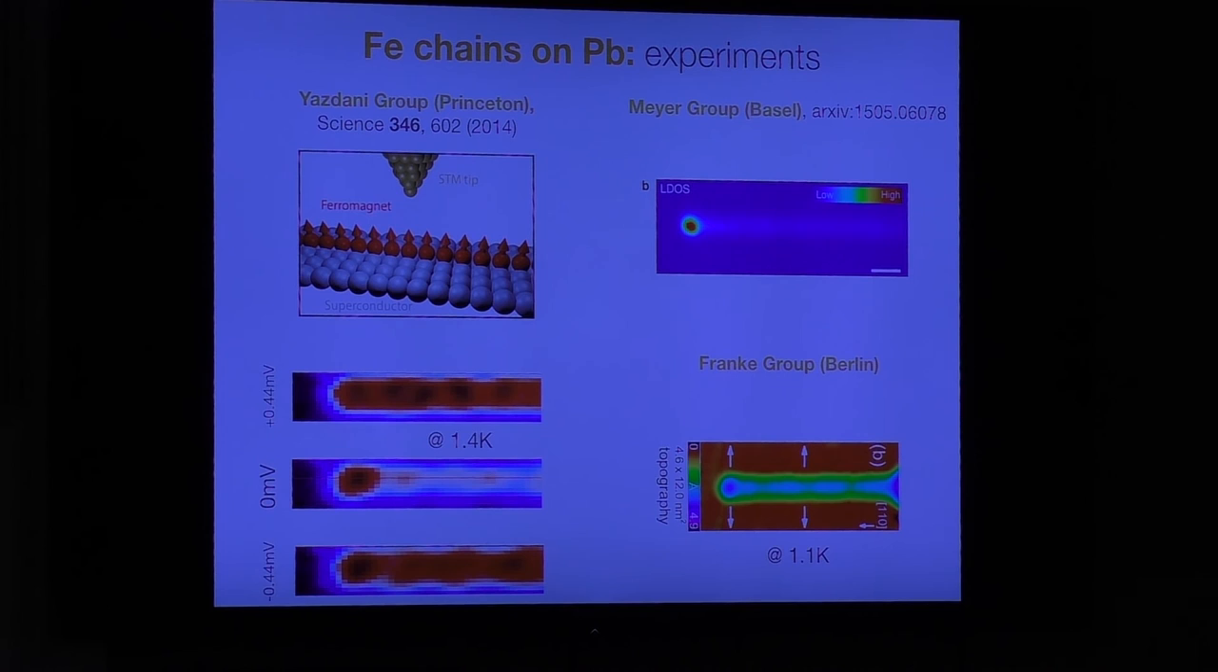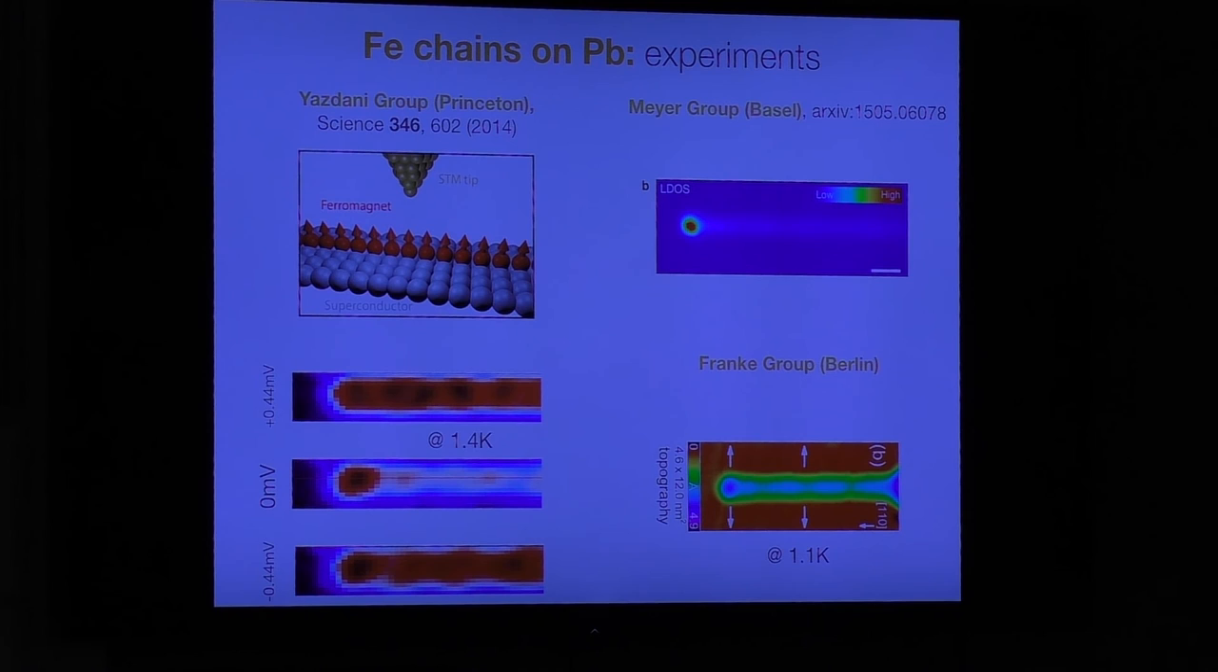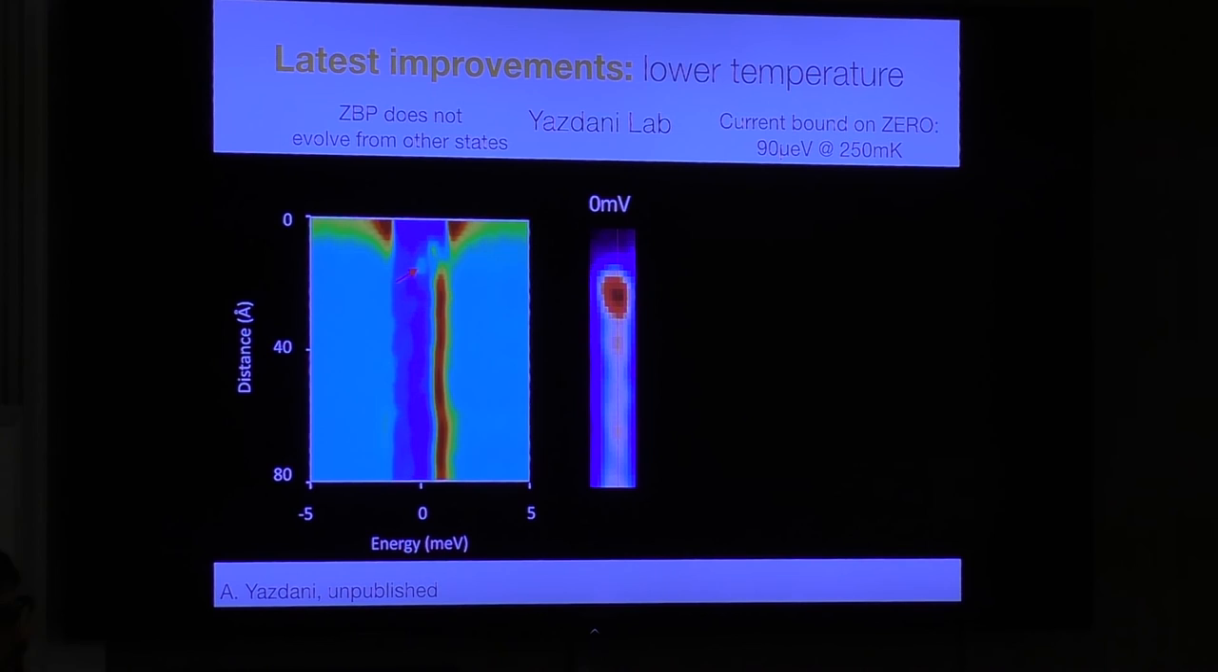And the ultimate last thing that I want to show you in terms of data, and then in the next lecture I want to show you how you can implement projective representations in this system, is new data. This data was taken at 1.1 Kelvin, the most recent published data, lower than the original 1.4. But now there's data at 250 millikelvin on the same system. So what you're trying to see is whether this zero mode at the end splits or not. The zero mode could be just one Majorana, or it could be two Majoranas with a small splitting or a small coupling between them.